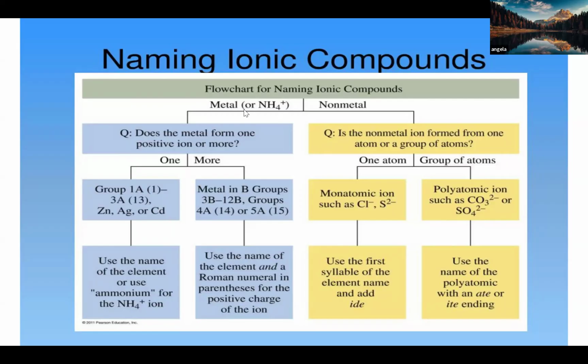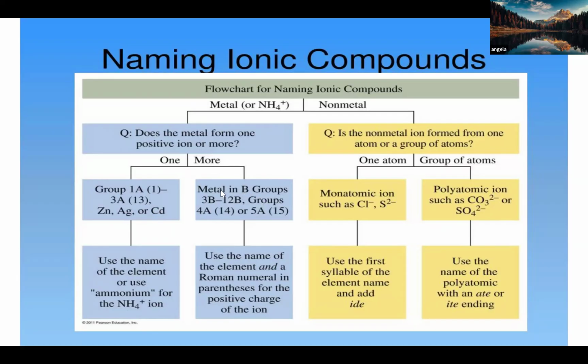So you just find out, okay, is it a metal or is it a non-metal? And if it is a metal, does it form 1 ion or more? And then you're just going to follow it down. If it's from group 1, then you know it's a 1 plus. If it's any of these, then you're going to end up using the name of the element, or you're going to use ammonium for NH4, which is a polyatomic ion that we're going to try to memorize.